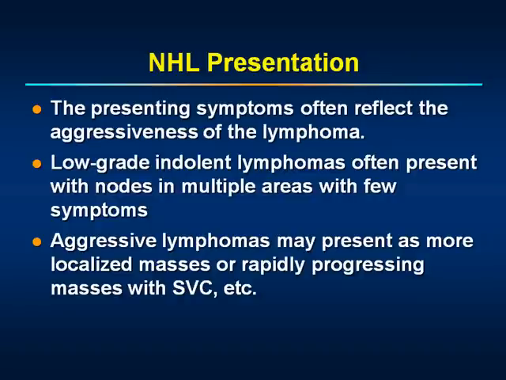The presenting symptoms often reflect the aggressiveness of the lymphoma, and low-grade indolent lymphomas often present with nodes in multiple areas with few symptoms. Aggressive lymphomas may present as a more localized mass or rapidly progressing masses with SVC, etc., often quite ill.